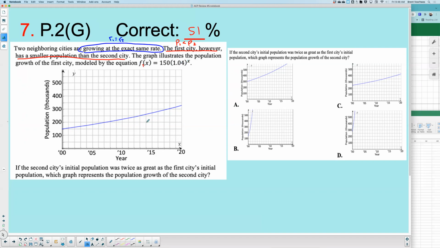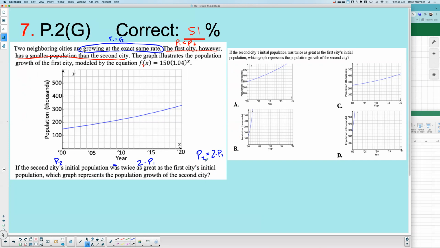Here it is. If the second city's initial population was twice as great as the first city's. Okay, so that's just saying P2 was means equals. So second city's population, P2, equals twice as great. What does twice as great mean? 2 times. 2 times P1. That's the formula. P2 equals 2 times P1.